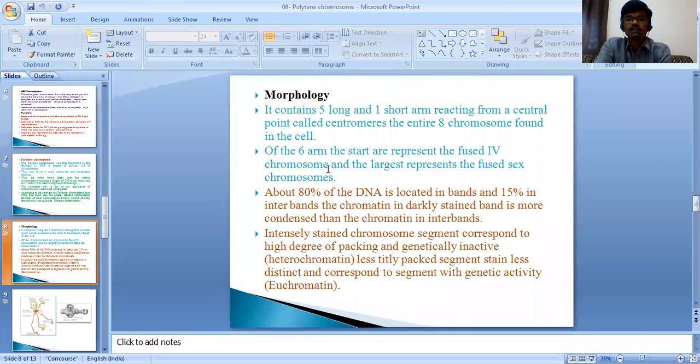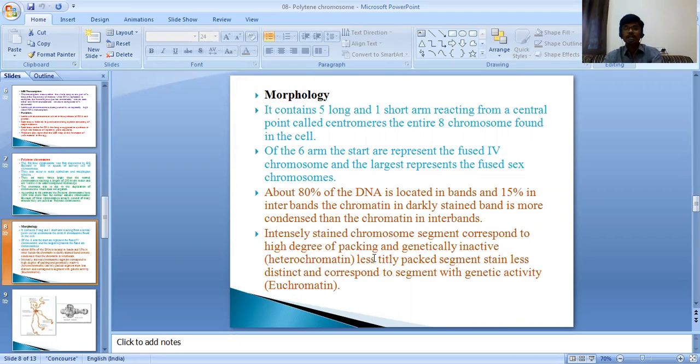Morphology of polytene chromosomes. It contains five long and one short arms, radiating from a central point called the centromere. The entire eight chromosomes are found in the cells. Total 8 chromosomes found होतात आणि एक शॉर्ट आहेत आणि 5 लॉंग आहेत. Out of the 6 arms, the arms are present, fused in 4. सहापैकी फ्यूज कशामध्ये 4 वर फ्यूज होत असतात chromosomes, and the largest represent fused sex chromosomes.